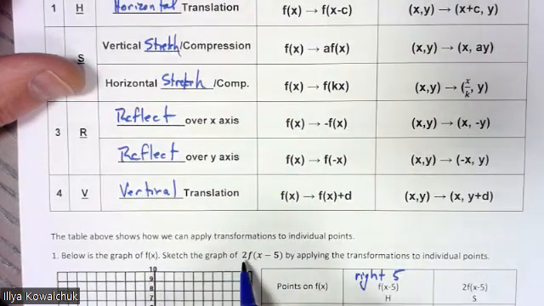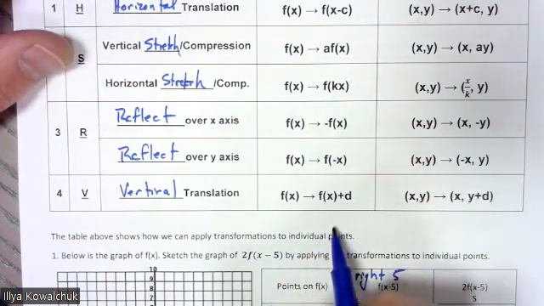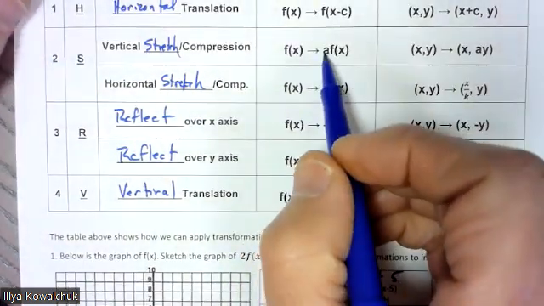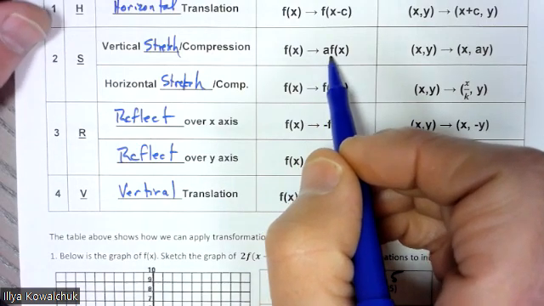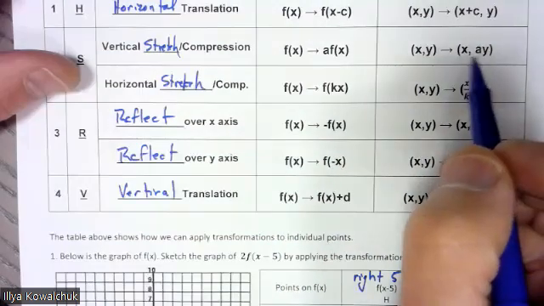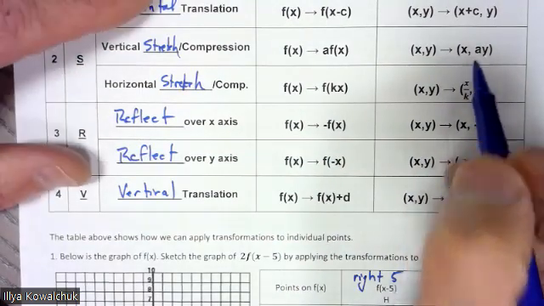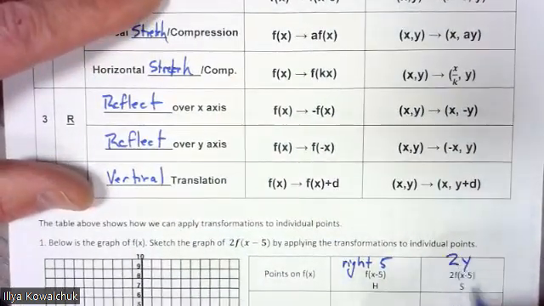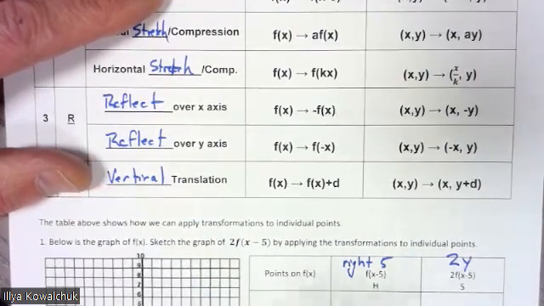And now this 2 outside, where does that show up? Well, that shows up right there. So that's where it shows up outside. This A is the value that's multiplied by that. And what we're going to do is we're going to multiply the Y value that much. So we're going to multiply Y. We're going to do 2 times whatever the original Y value was. So I'll show you what that looks like.